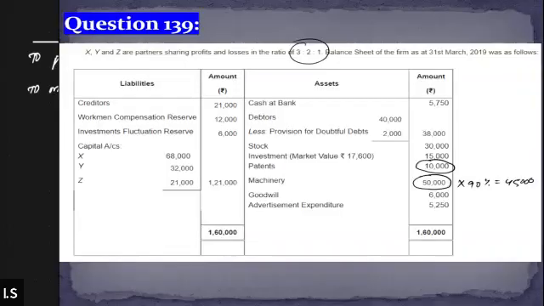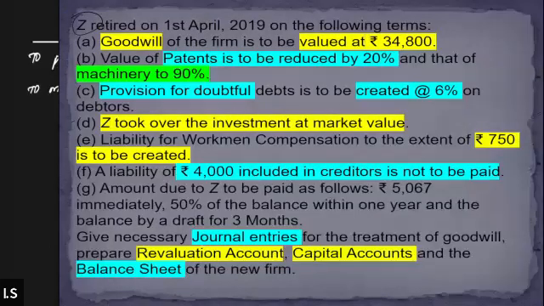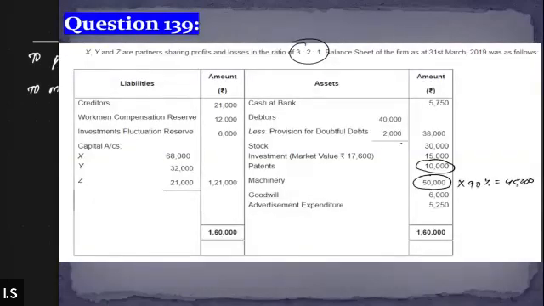Okay, coming back to the question. The next adjustment in the question says provision for doubtful debt is to be created as 6%. Currently, we have made a provision for 2,000 on 40,000. Let's just calculate 6% of 40,000. 6% of 40,000 is how much? 2,400, right? 6% of 40,000 is 2,400.